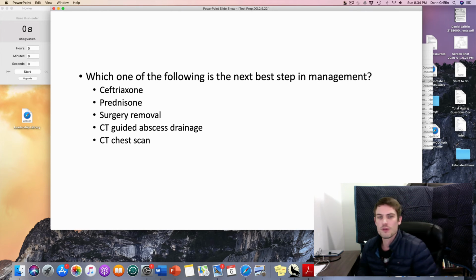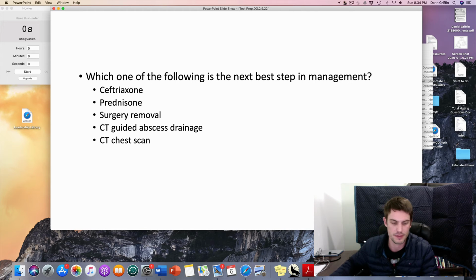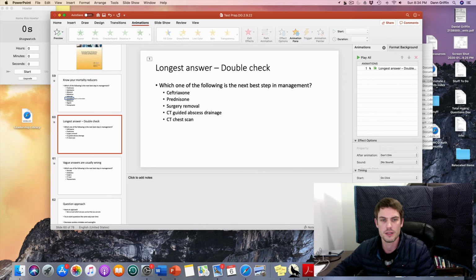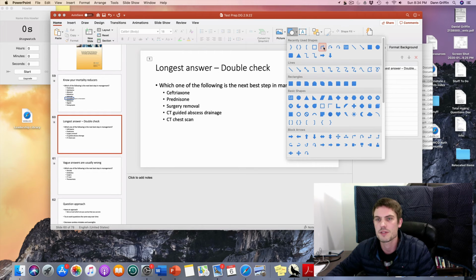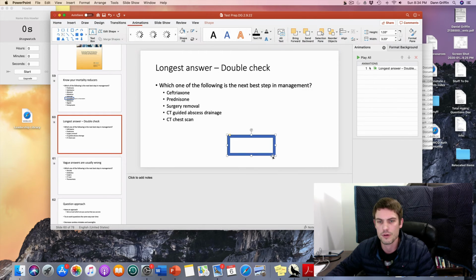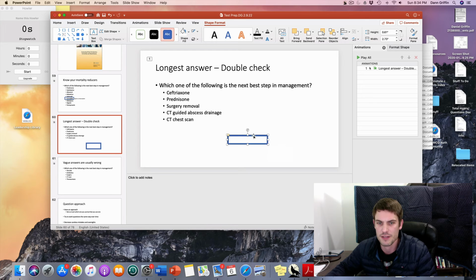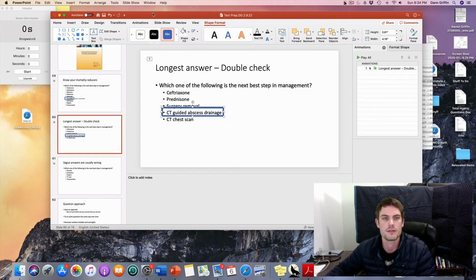Next one is, which one of the following is the next best step in management? And this one is going to be the longest answer, you want to double check. So the right answer here is CT-guided abscess drainage. And the reason that that's the right answer is because generally the longest answer is also the most specific answer. And the most specific answer is generally the right answer. So in this case, the correct answer is this.